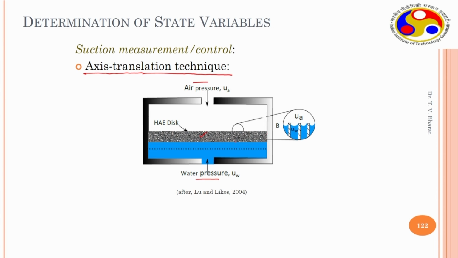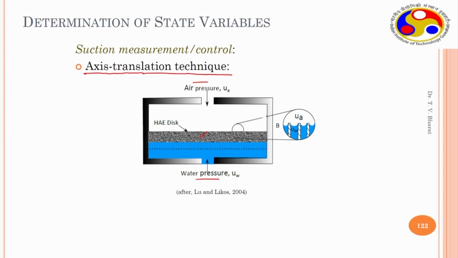So, here the axis is translated. As we have seen earlier in the tensiometer, as the elevation increases, atmospheric pressure decreases, and the decrease in the atmospheric pressure causes the decrease in the maximum measurable suction value by tensiometer. What if you increase the atmospheric pressure? That is the principle behind axis translation technique. Air pressure is maintained at elevated values, as high as you can maintain, then water pressure can be maintained at lower values, maybe at atmospheric pressure itself.